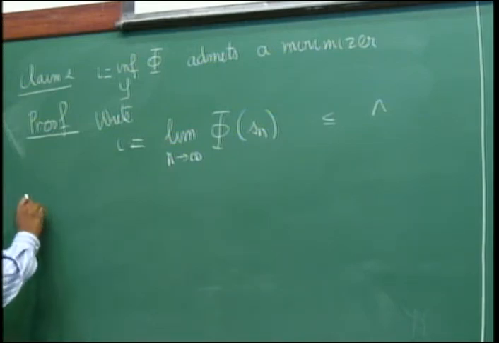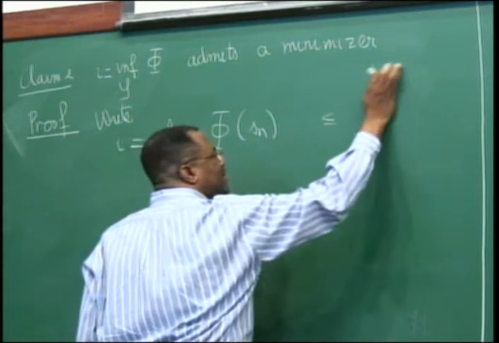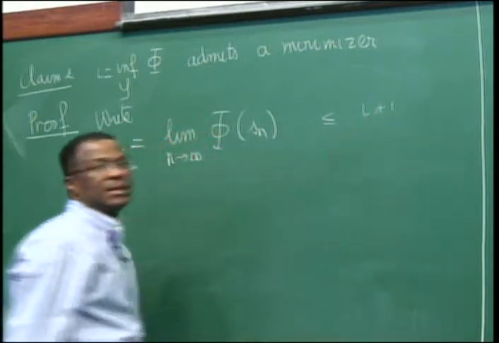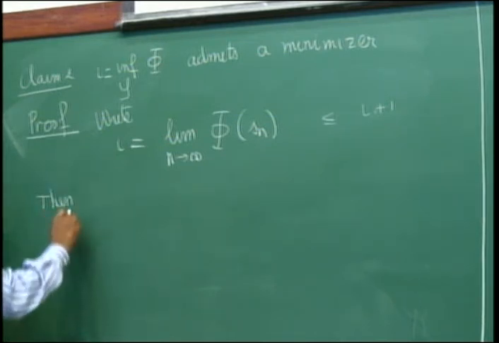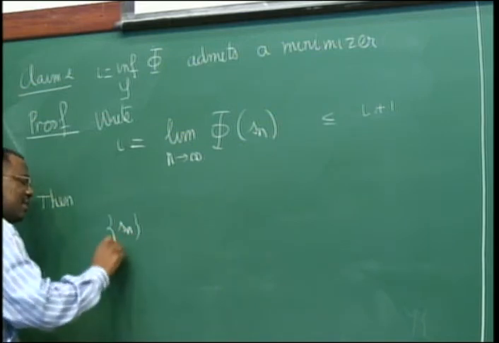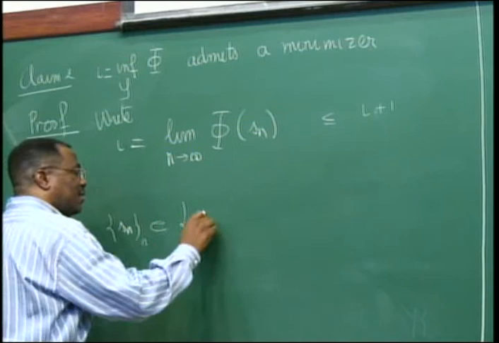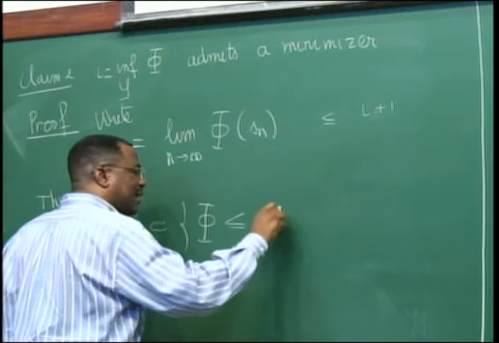For n large, actually, let me take this as I plus 1. Right, I is less than I plus 1. And assume without loss of generality that I is not plus infinity, because if I was plus infinity, phi will be identically plus infinity, and there is nothing to prove. Then I have Sn is a subset of phi less than I plus 1.